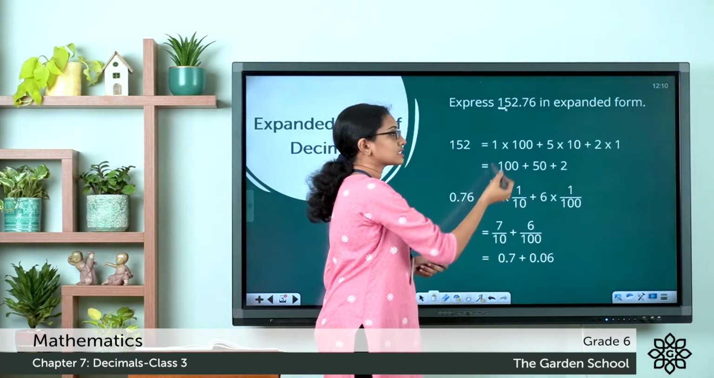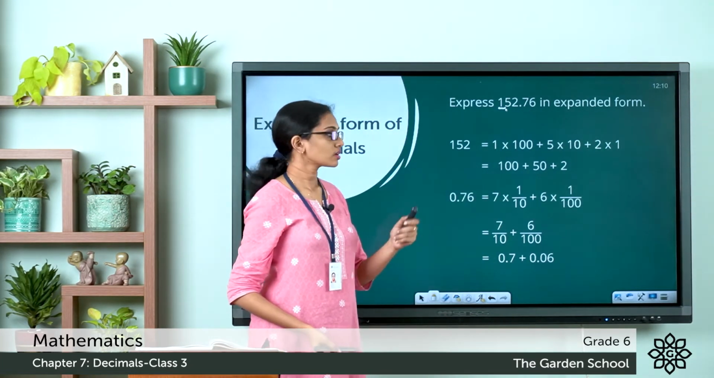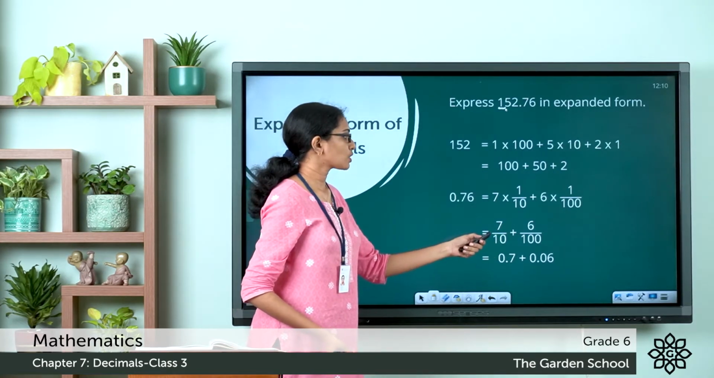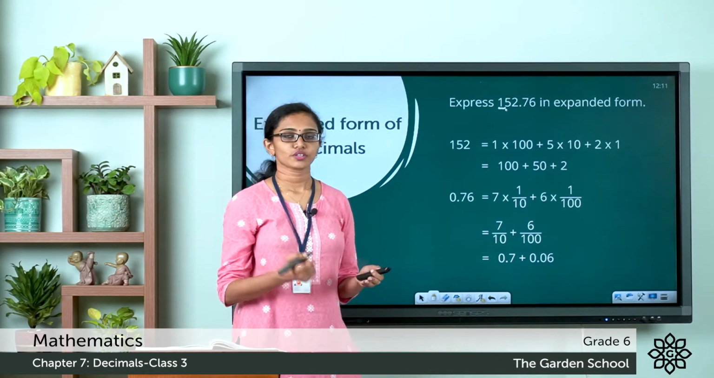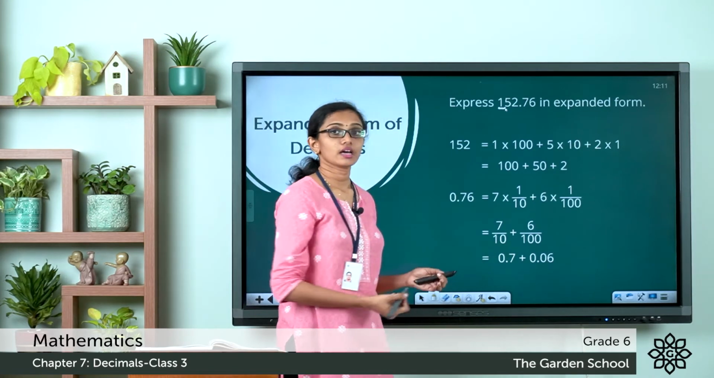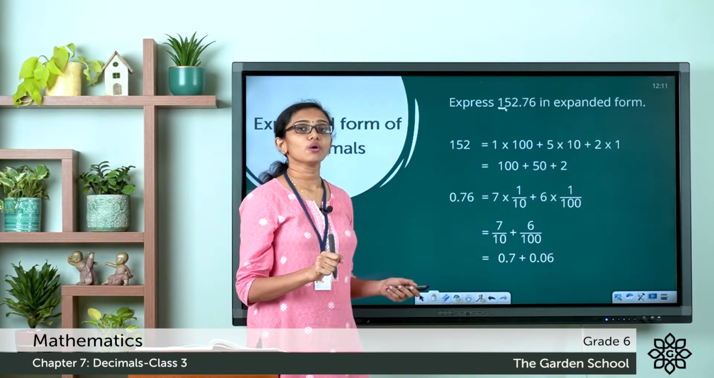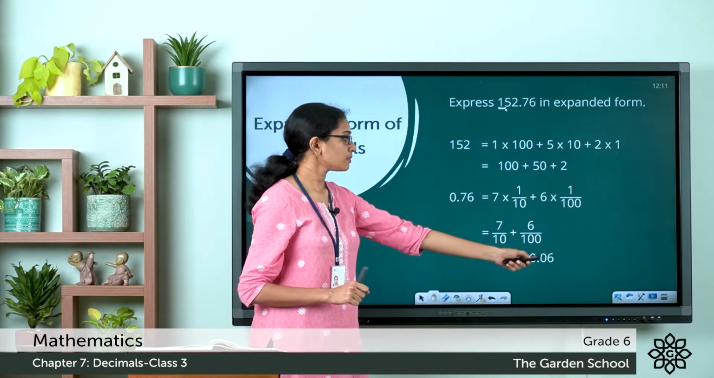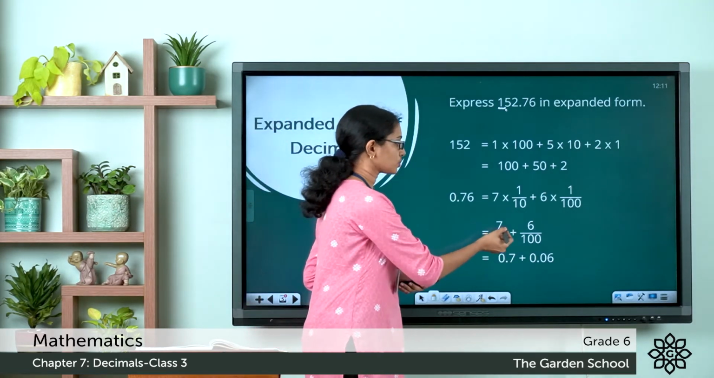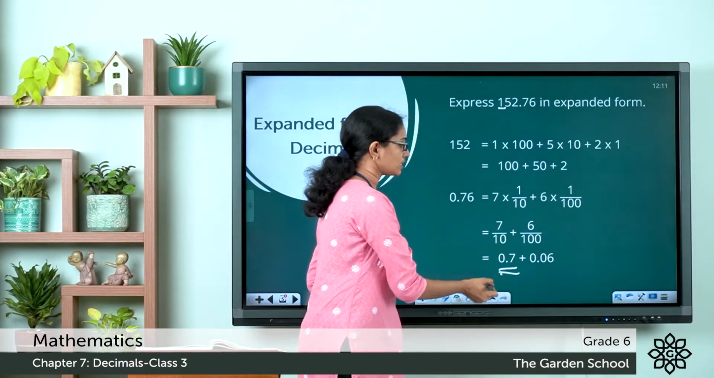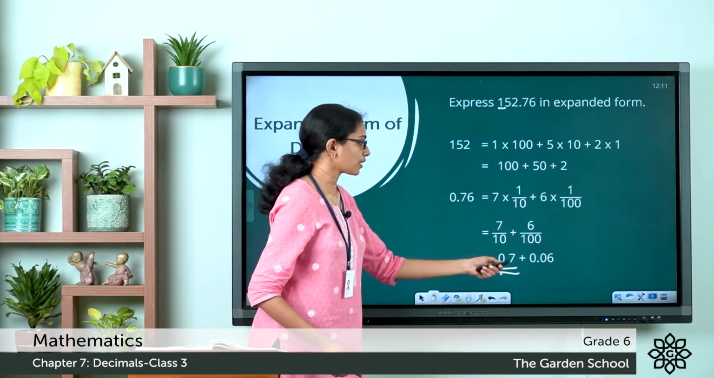The digit 7 is in the tenths place. So its place value will be 7 into 1 by 10, which is equal to 7 by 10. So here you are dividing by 10. How many zeros are there in 10? 1 zero. So just count one place from right to left of 7. So that would be here. Then put the decimal point there and it will give you the decimal number 0.7.